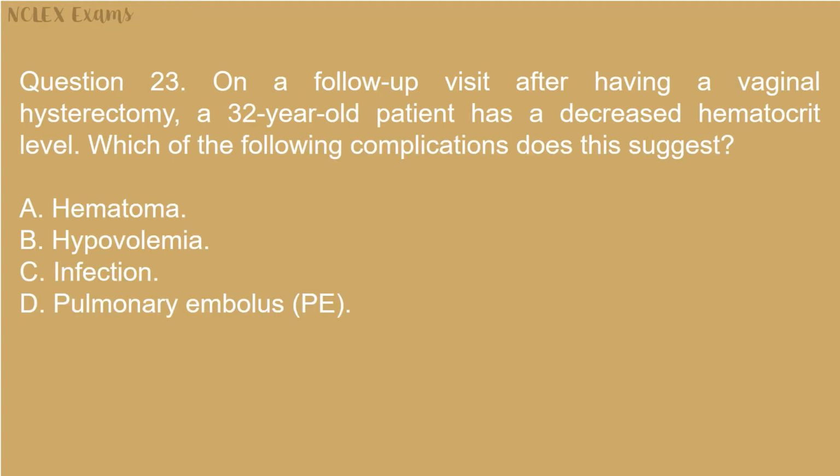Question 23. On a follow-up visit after having a vaginal hysterectomy, a 32-year-old patient has a decreased hematocrit level. Which of the following complications does this suggest? A. Hematoma. B. Hypovolemia. C. Infection. D. Pulmonary embolism.